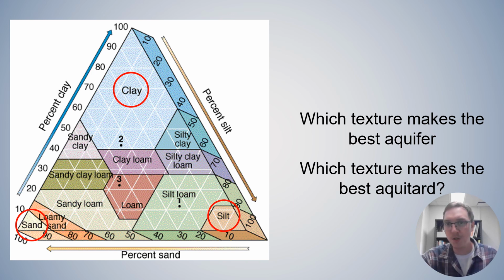So what texture makes the best aquifer? Well, we're thinking of how fast sediment moves in and whatnot. Maybe something like a sand. And what texture makes the best aquitard? Well, maybe something like a clay, right? It takes a long time for water to work through a clay, even though there's a decent amount of pore space there, but that lack of permeability really sets it off compared to something like a sand.